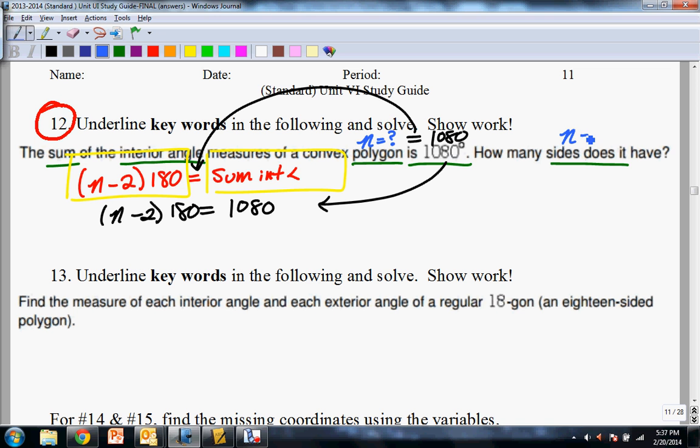We're being asked how many sides does it have. So again, we're looking for n here. You're going to do your own algebra. Your job is to find n. So notice what I did here. I read it out loud. I underlined keywords. I figured out which equation to use. Equations have two sides with an equal sign. And then we're going to circle, plug, chug, and solve.